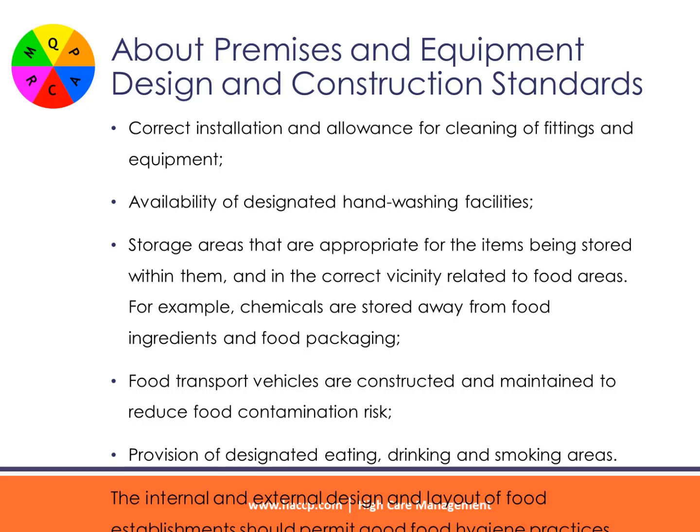For example, chemicals are stored away from food ingredients and food packaging. Food transport vehicles are constructed and maintained to reduce food contamination risk. Provision of designated eating, drinking and smoking areas.